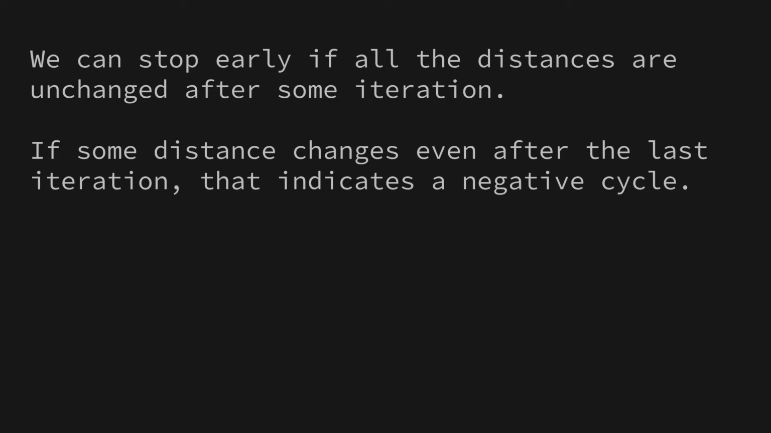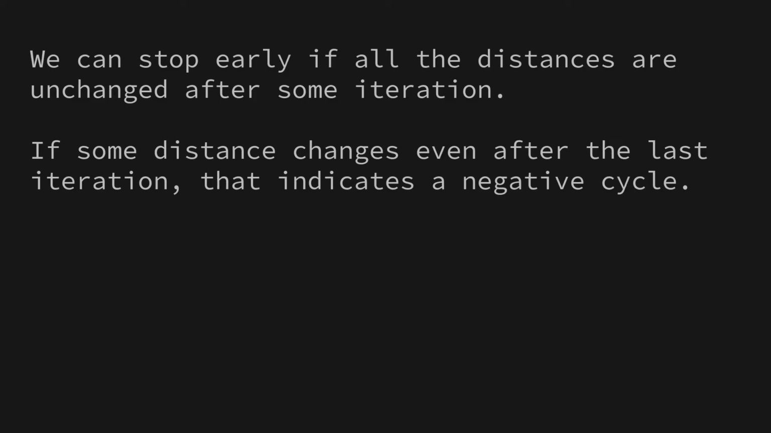Now here are 2 important facts about this algorithm. We can stop early if all the distances are unchanged after some iteration. Now to detect negative cycles, we will iterate once more and see if any distance changes or not. So after all the iterations are done, we are guaranteed to have the shortest paths. But if we see that some distance keeps changing even after that, we can be sure that there is a negative cycle. So to detect negative cycle, just iterate once more.